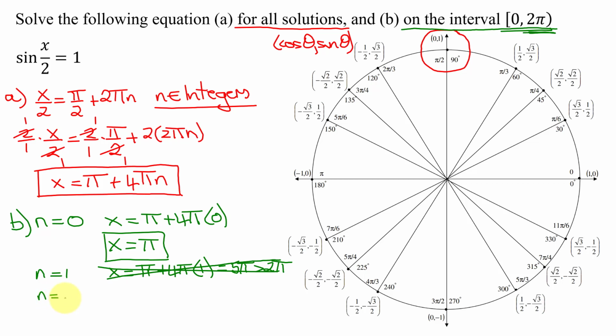Let's double check what happens when n equals negative 1. X equals pi plus 4 pi times negative 1. 4 pi times negative 1 is negative 4 pi plus pi is negative 3 pi, but that is less than the lower limit of my interval 0. So again, it is not in the given interval. And that will be true for when n is negative 2, negative 3. So the only solution in my given interval is x equals pi.